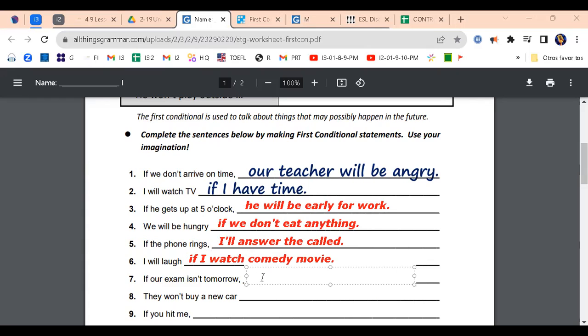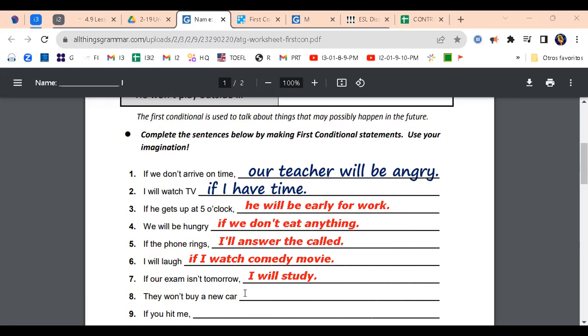Let's see. Number 7. If our exam isn't tomorrow, so what is going to happen? I will be studying. Okay, I'll be studying. I'll study. Okay, look at this. I'll be studying or I'll study. Simple future. I'll study.